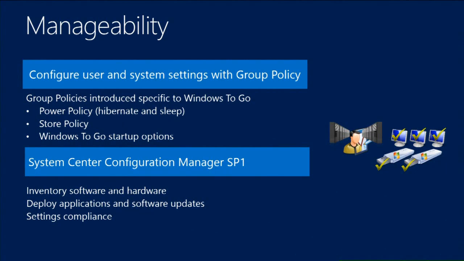All of the other group policy things, everything you're going to use to manage a Windows device, a PC, is going to work on Windows to Go just like it does. So you can manage it, provision it using a lot of the same tools and the capabilities that you use today.